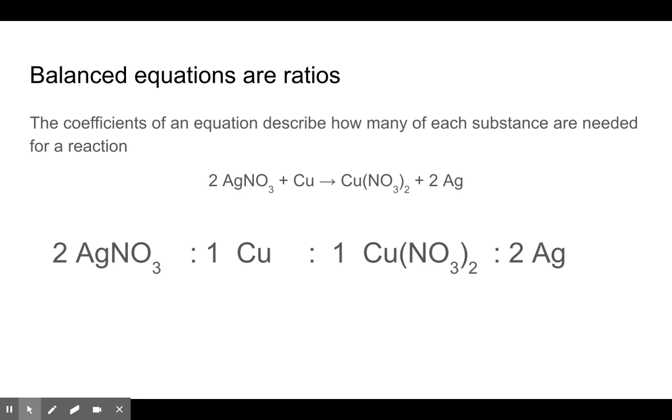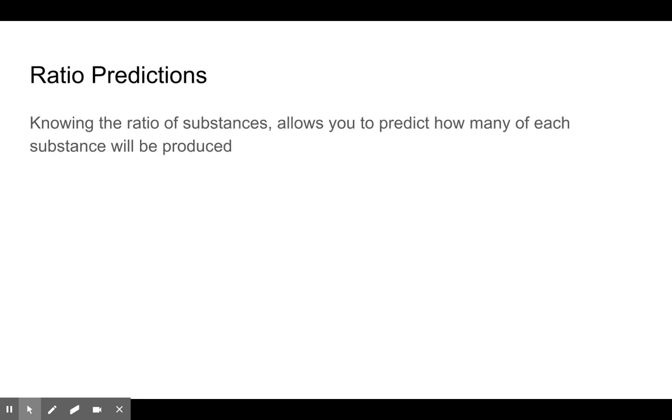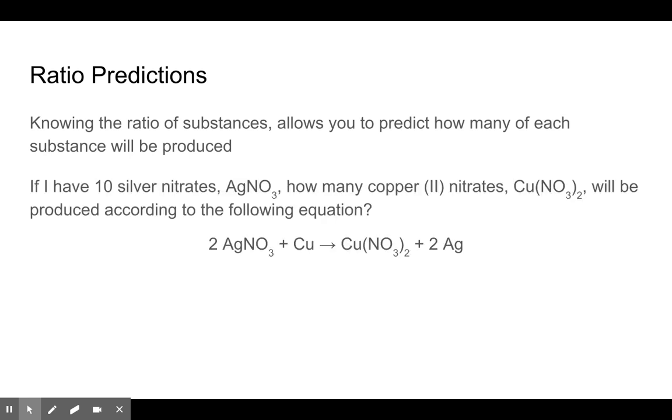All these substances need to occur in this ratio in order for the reaction to occur. So knowing the ratios of substances allows you to predict how many of each substance will be produced or how many of each substance will be needed.